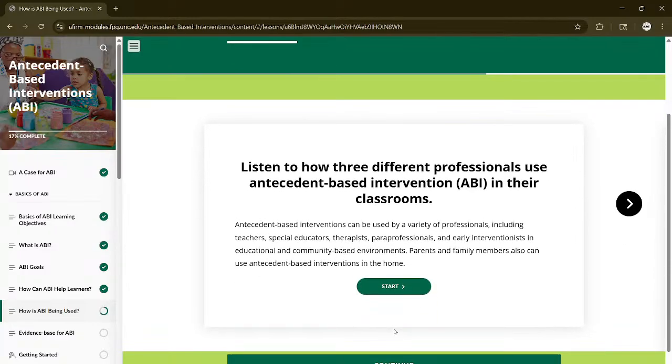Let's listen to how 3 different professionals use antecedent-based interventions in their classroom. Antecedent-based interventions can be used by a variety of professionals, including teachers, special educators, therapists, paraprofessionals, and early interventionists in educational and community-based environments. Parents and family members also can use antecedent-based interventions in the home.